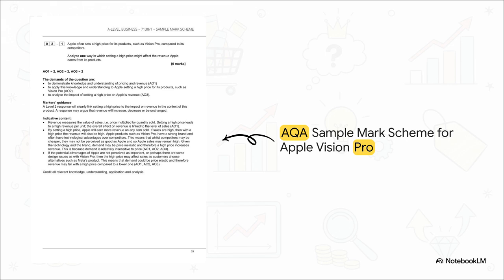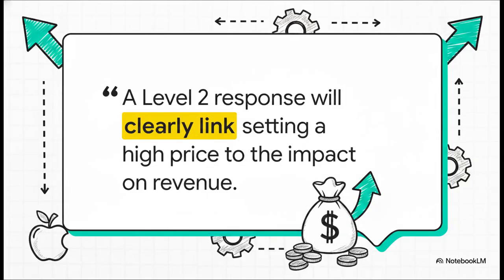The indicative content always focuses heavily on the relationship between price, sales volume, and the sheer strength of the brand. In fact, the marker's guidance explicitly states, a level 2 response will clearly link setting a high price to the impact on revenue in the context of this product. You can't just write "Apple makes more money." That won't cut it. You have to build a rigorous, logical chain connecting their price skimming strategy, their specific brand context, and the mathematical outcome on revenue.